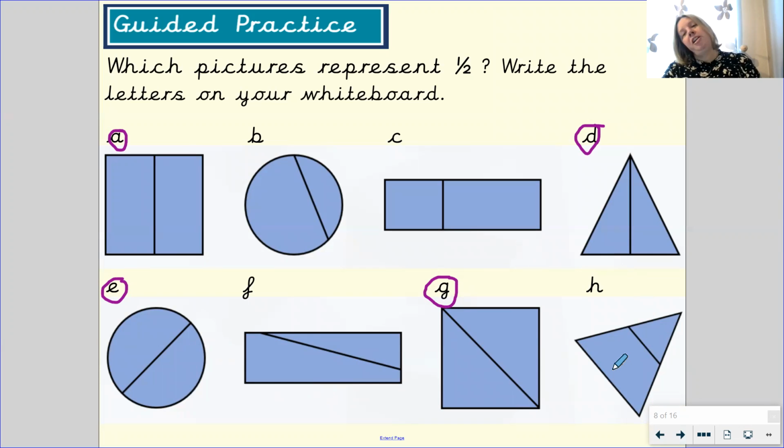If we look at our triangle in H, we can see that it has been split into 2 parts, but the parts aren't equal, so it doesn't show me a half. So you should have written on your whiteboard letters A, D, E, and G. If you have some paper at home, you could cut out these shapes and practice making halves with them.